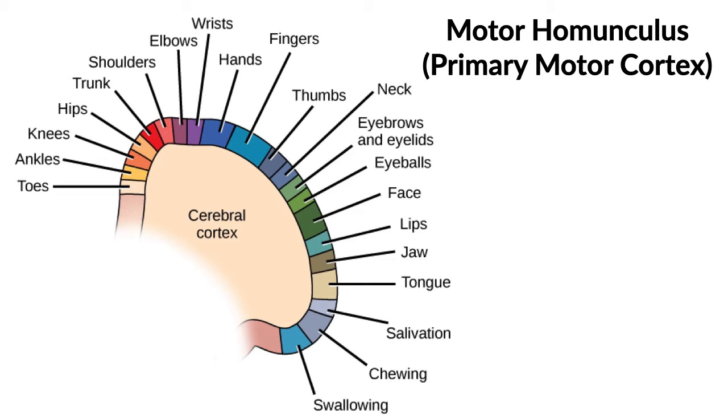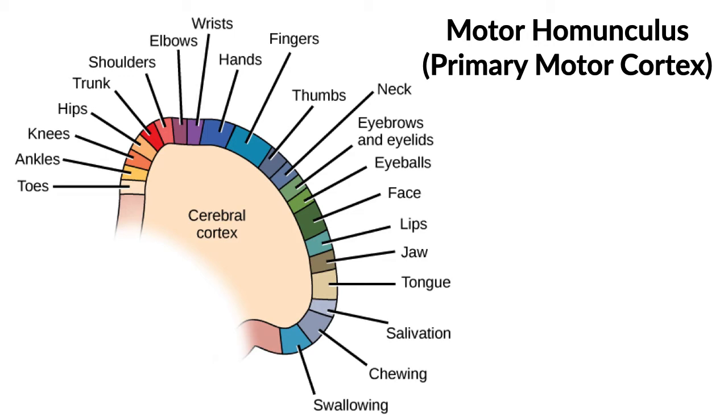Then we have the elbows, the wrists, the hands, the fingers, and the thumbs. So this is a little man standing with his arms over his head. Now once you've gone through the limbs and the trunk of the body, we can go back to the head. Remember I said the face was upside down, so we start with the neck, and as we continue moving laterally, we have the eyebrows, the eyelids, the eyeballs, then the face, the lips, the jaw, and the tongue, and then a few other areas for swallowing and chewing.